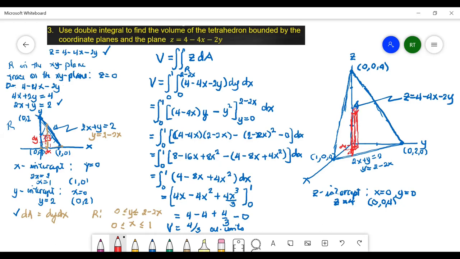So ito yung element natin whose height is equal to z. Of course, z is equal to 4 minus 4x minus 2y. And the base area is equal to the differential of A. And we chose the differential of A is equal to dy dx. Okay. But of course, you can also solve this problem now using the order dx dy, meaning we will have it horizontally simple.